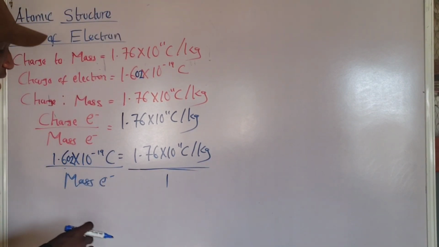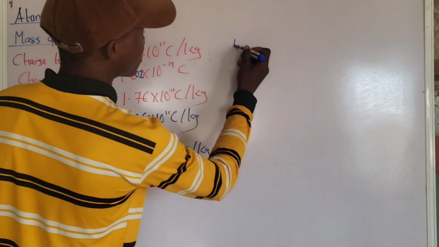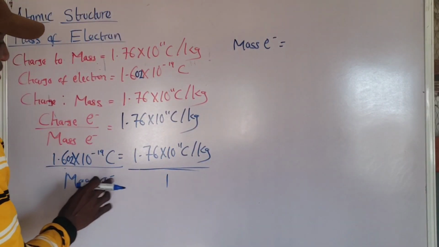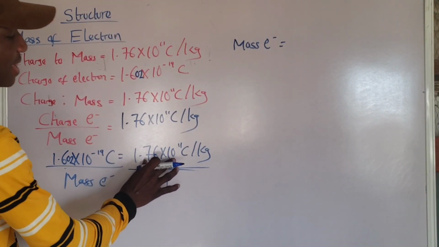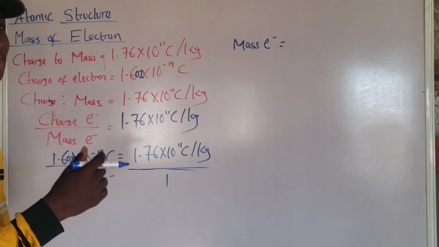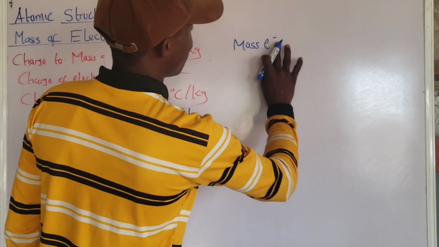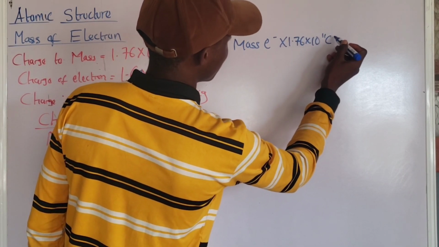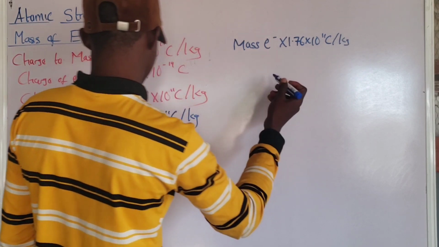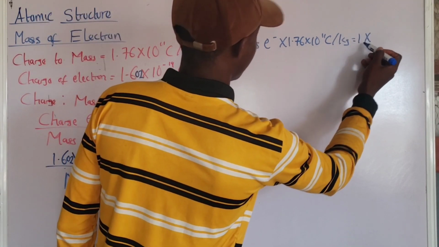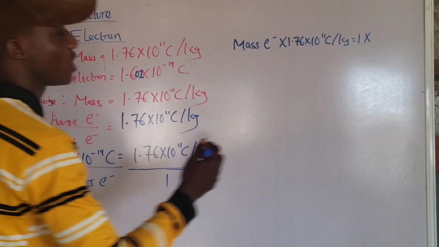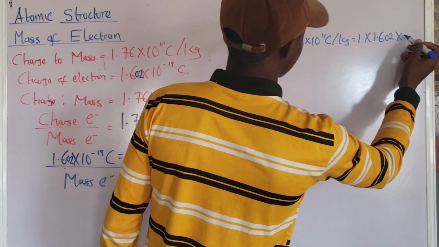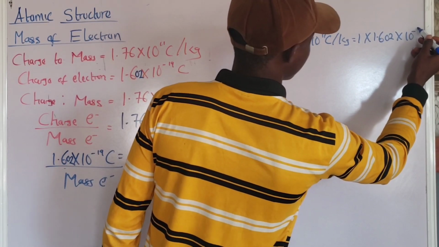So let's proceed. If you cross multiply, we're going to have mass of electron multiplied by 1.76 times 10 raised to the power of 11 per kilogram is equal to 1 multiplied by the charge of electron, which is 1.602 times 10 raised to the power of negative 19 coulomb.